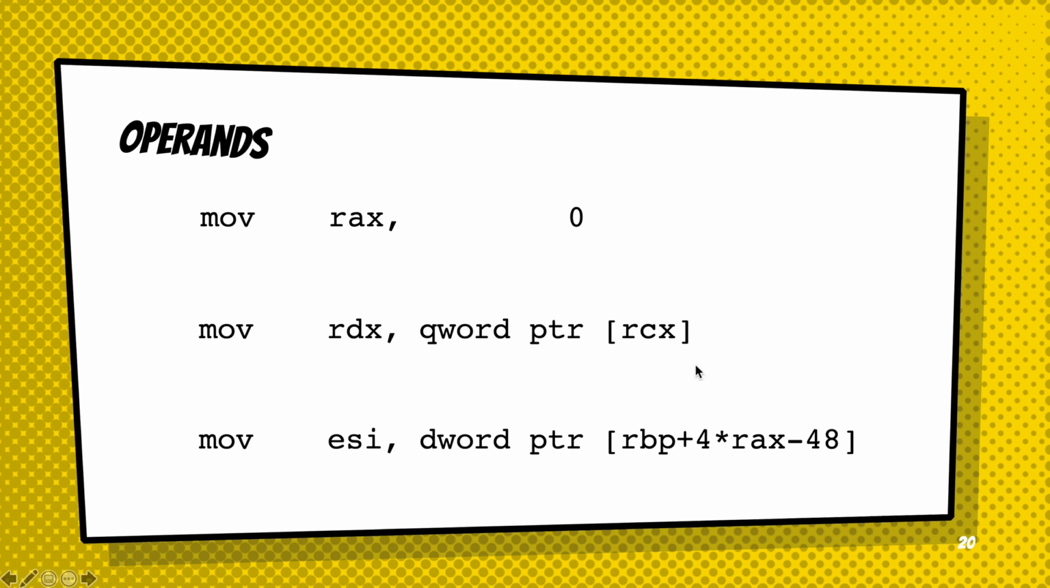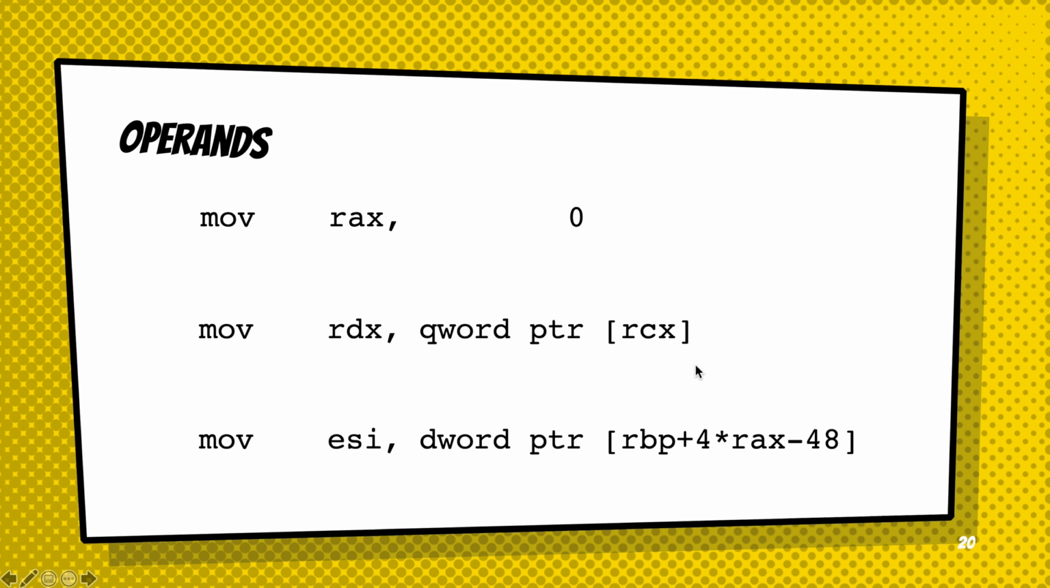Operands can also be a memory referenced by a register, such as qword ptr [rcx]. That means that we want to reference the memory with the address of the value of RCX, and the length of the memory they want to access is 64 bits, which is qword. There's also a more comprehensive representation for memory reference.